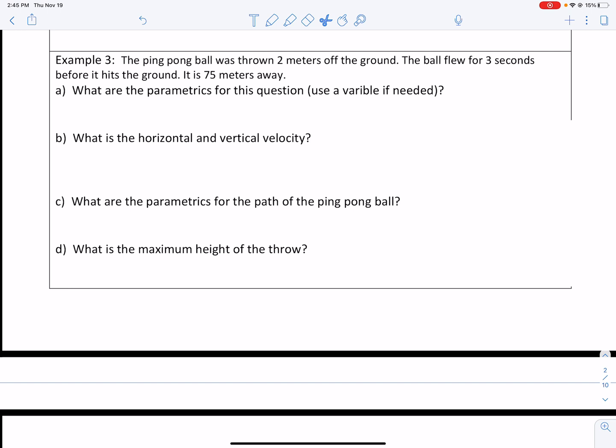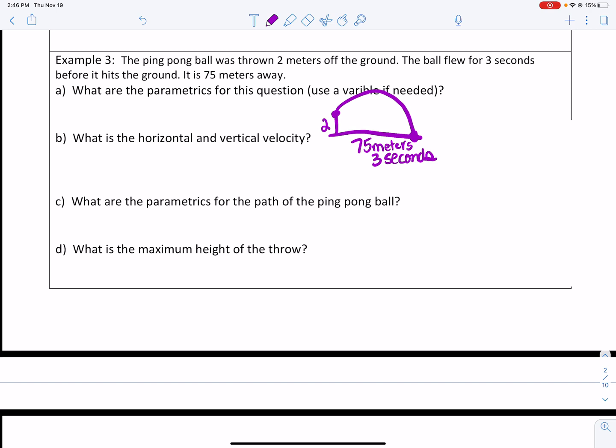So like I said, I like to draw a picture of what's happening in the real world. It was 2 meters off the ground, and the ball flew for 3 seconds before it hit the ground. So I know this path, and it hit the ground 75 meters away. So this was 75 meters at 3 seconds.